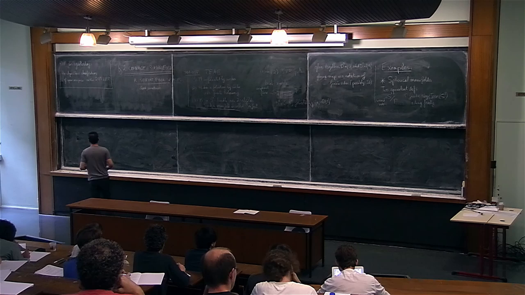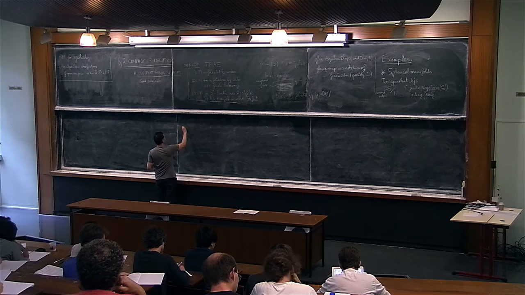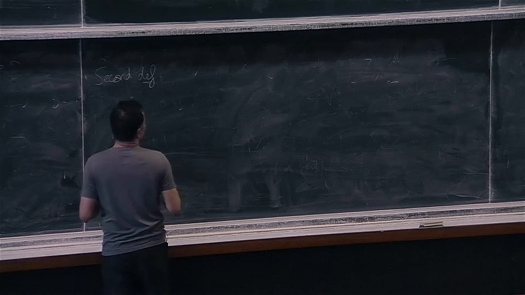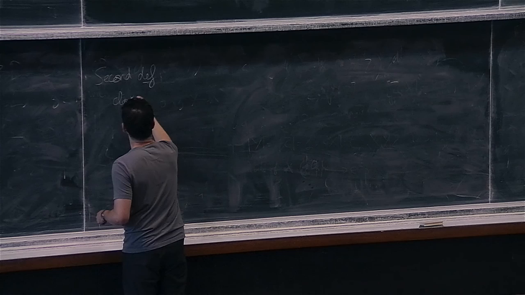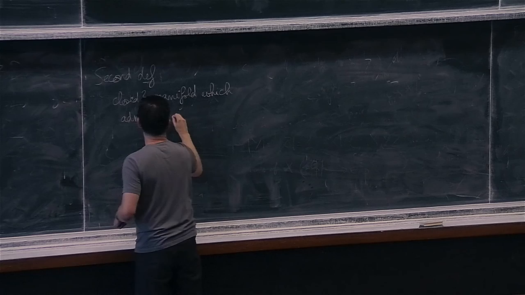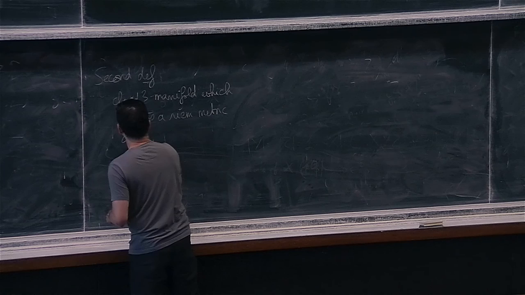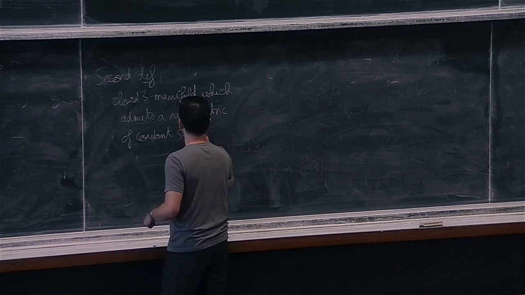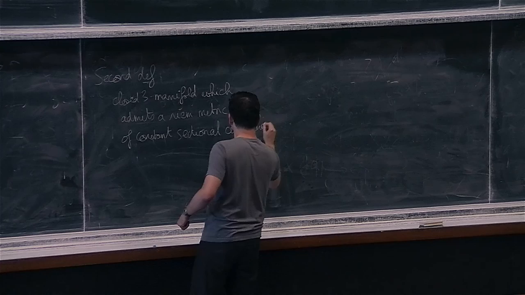And the second definition: it's just a three manifold, a closed three manifold, which admits a Riemannian metric of constant sectional curvature, which should be positive, so for instance you can take it to be plus one everywhere.